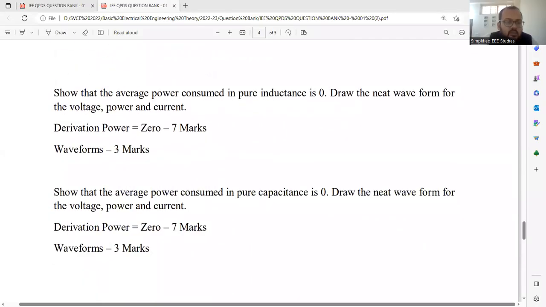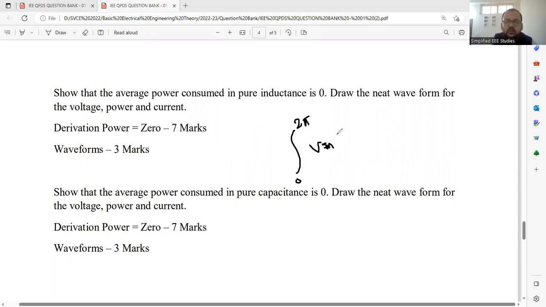Another one is: show that the average power consumed in a pure inductor is equal to zero. Draw a neat diagram. First draw the simple circuit diagram of the inductor. Then you have to mention the phasor diagram. Then write down the equations. Two equations you have to mention. Then try to do the integration, because you have to calculate the total power. Take the interval 0 to 2 pi.